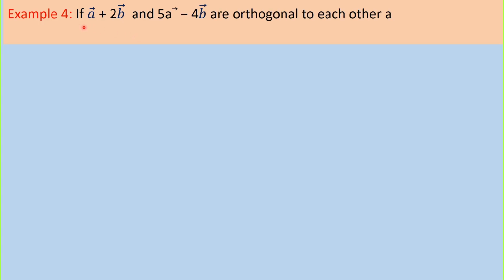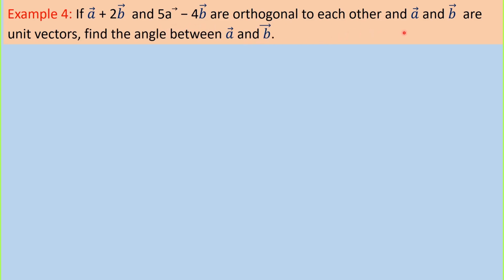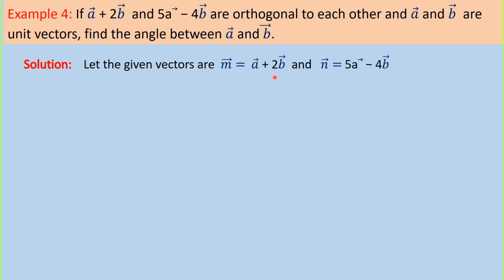Dear learners, in this example, we have a question. If vector A plus 2 vector B and 5 vector A minus 4 vector B are orthogonal to each other, and vector A and vector B are unit vectors, we have to find the angle between vector A and vector B. Now it can be solved as, let the given vectors are vector M is equal to vector A plus 2 vector B and vector N is equal to 5 vector A minus 4 vector B. We have modulus of vector A is equal to 1 and modulus of vector B is equal to 1, because vector A and vector B are unit vectors. It is given to us.